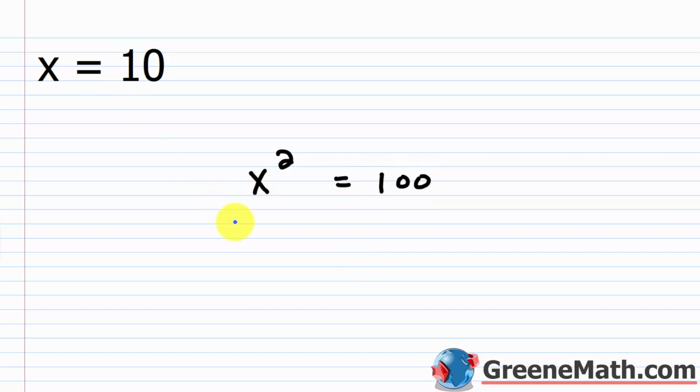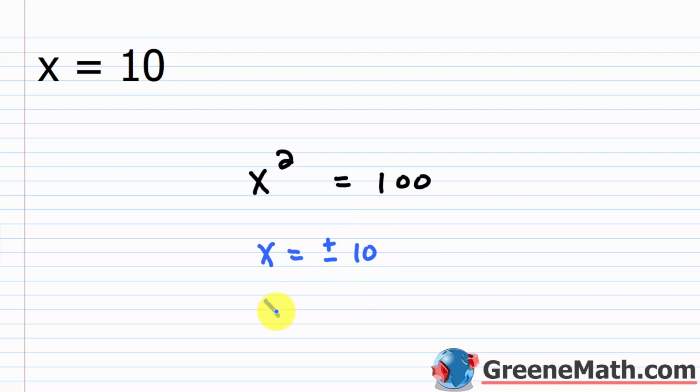So what do I mean by that? Well, we know from the last section where we talked about solving quadratic equations that x squared equals 100 can be solved by the square root property. This would be x is equal to plus or minus the square root of 100, which is 10.